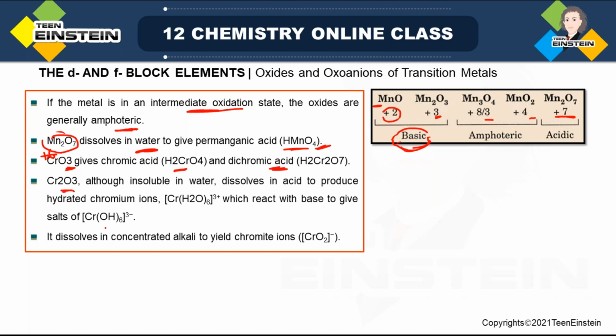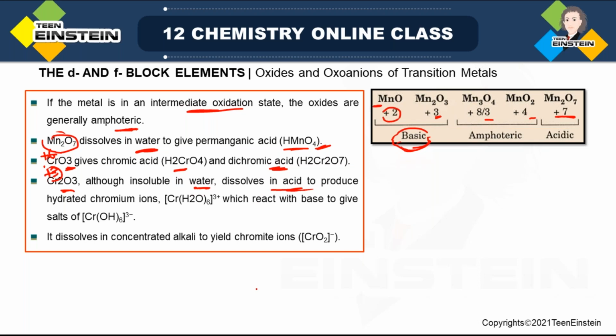Another oxide of chromium is Cr2O3, where the oxidation state of chromium is +3. Although it is insoluble in water, it dissolves in acid. Now in CrO3 the oxidation state is +6, and in Cr2O3 the oxidation state is low compared to +6 because now it is +3. So although it is not soluble in water, Cr2O3, having a lower oxidation state, has basic character, and that is the reason it is soluble in acid.